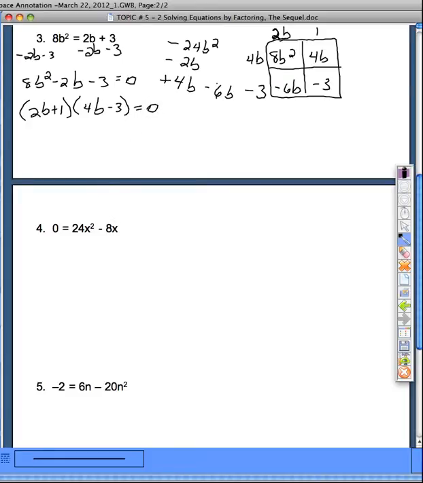Now I need to set each of them equal to 0 to see what values of b would give me a correct solution to this quadratic equation. Solving this, I'll have 2b equals negative 1, so b is equal to negative 1/2. Solving this will make 4b equals 3, and so b is equal to 3/4.